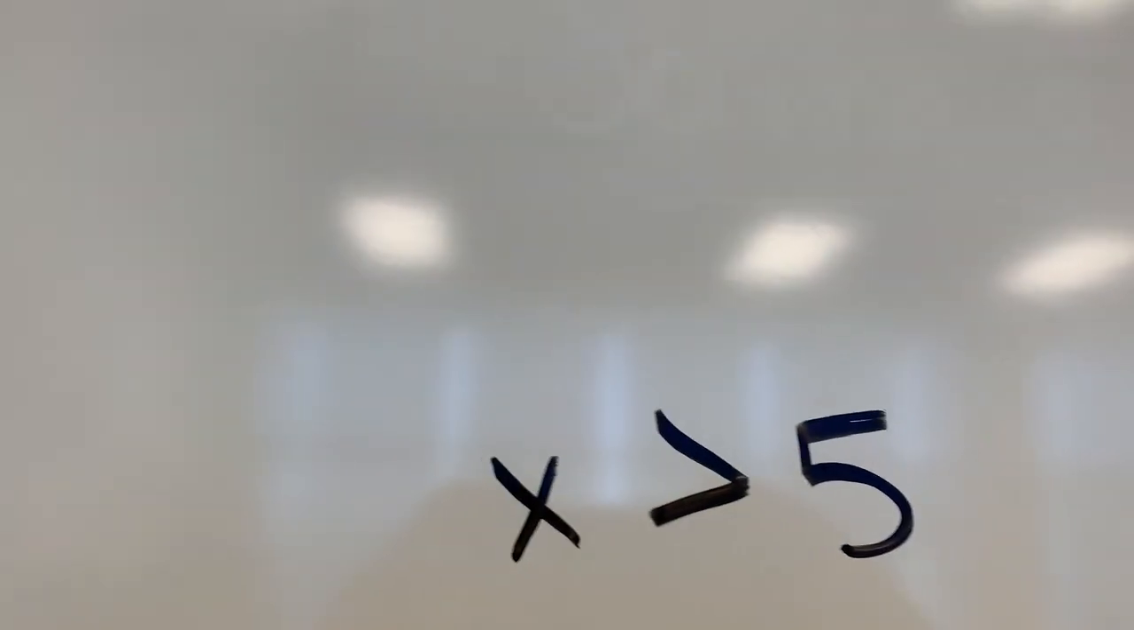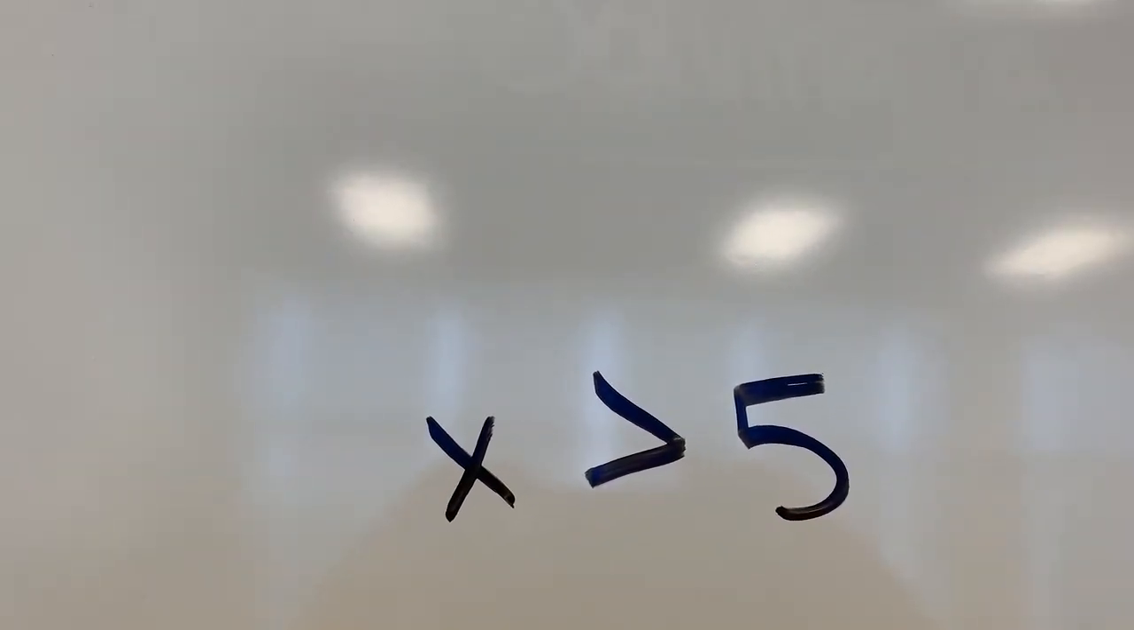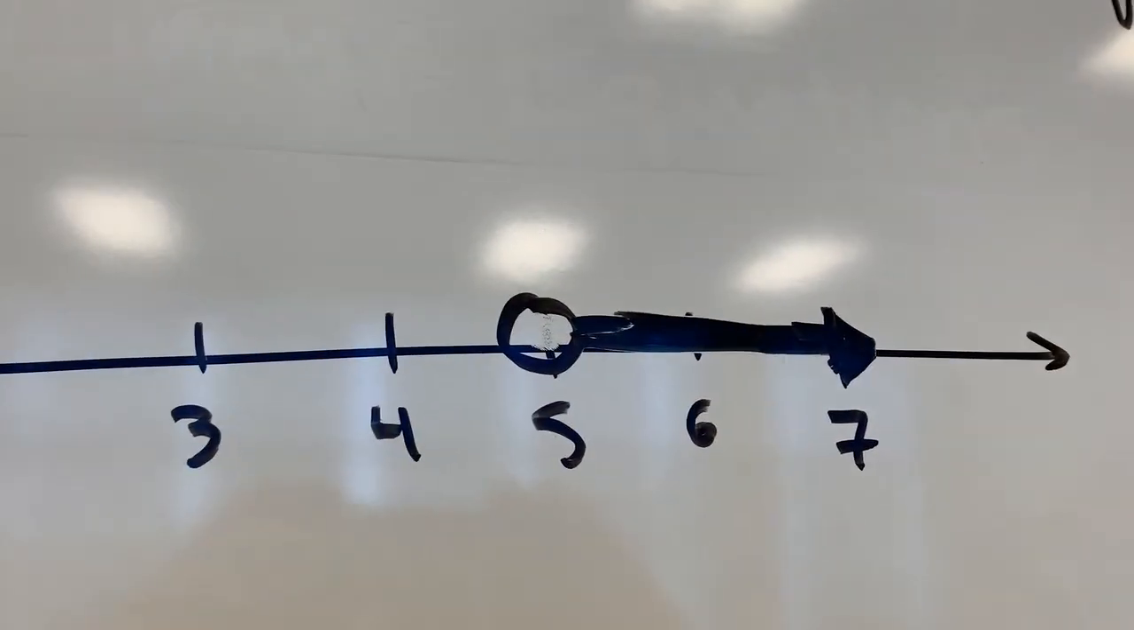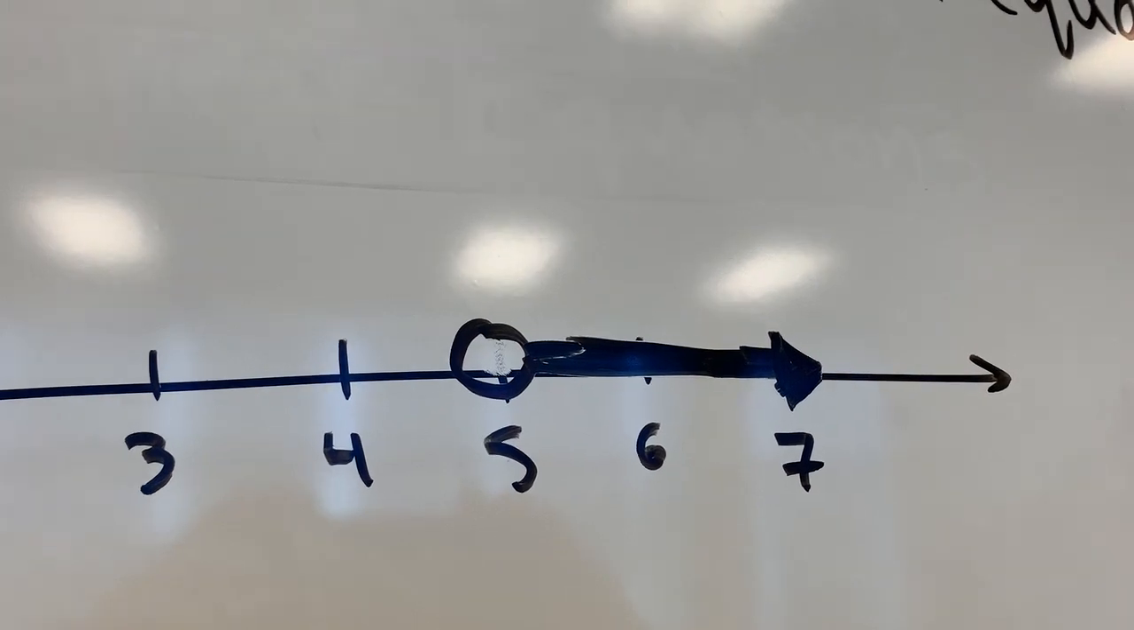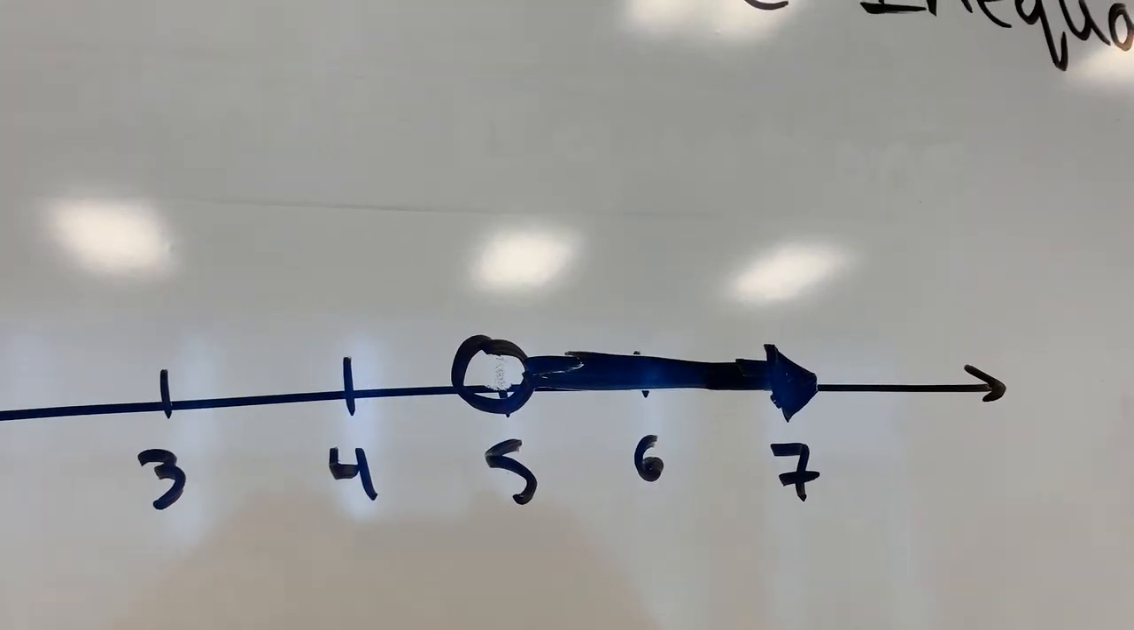Inequality means that you have a greater than or a less than. So in this case, x is greater than 5 means that everything greater than 5 is included. 5 itself is not included, and that's why I've used an open dot here.